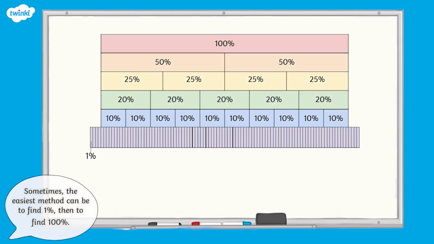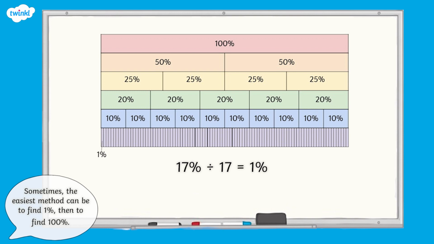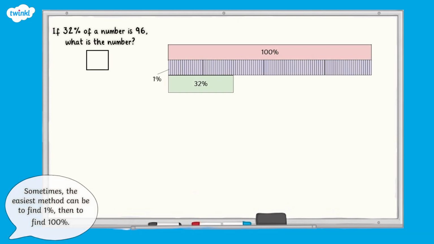Sometimes the easiest method is to find 1% and then find 100%. For example, if you're given a value of 17% of a number, you could first divide by 17 to find 1%, then multiply by 100 to find 100%. Use this method to solve the problem. If 32% of a number is 96, then what is the number? Here is the answer. How did you do?